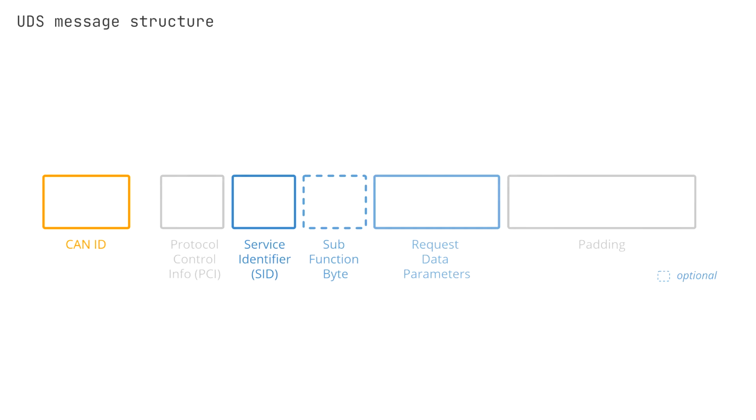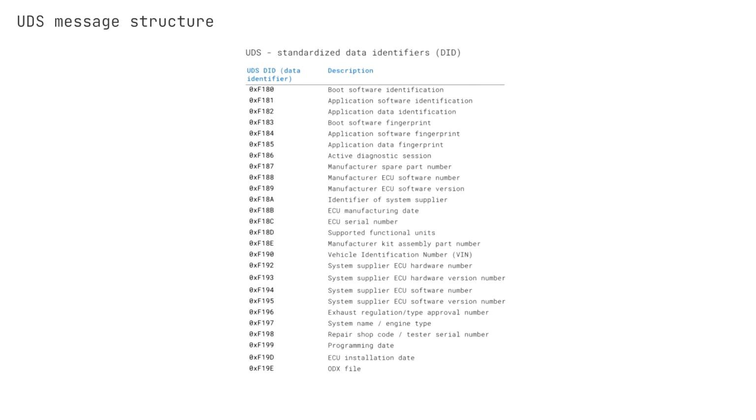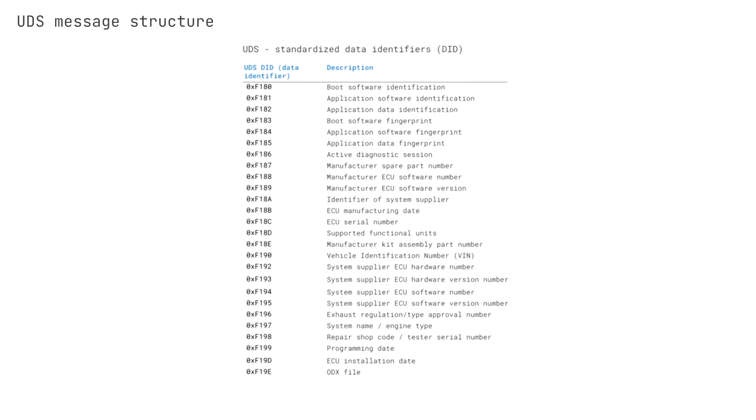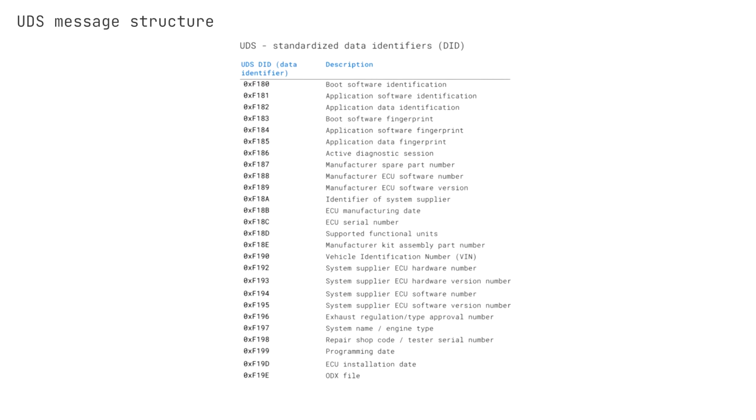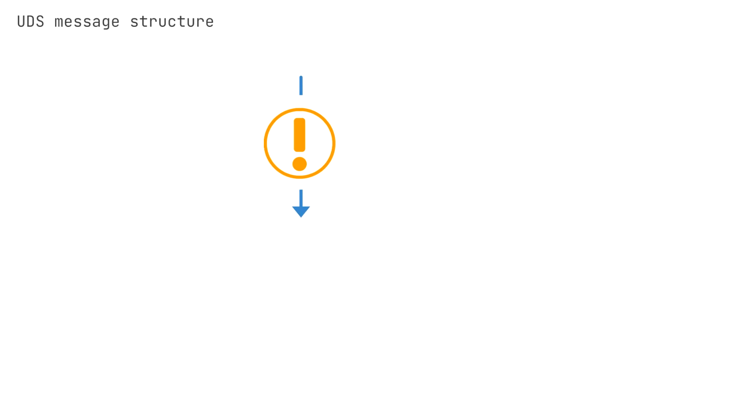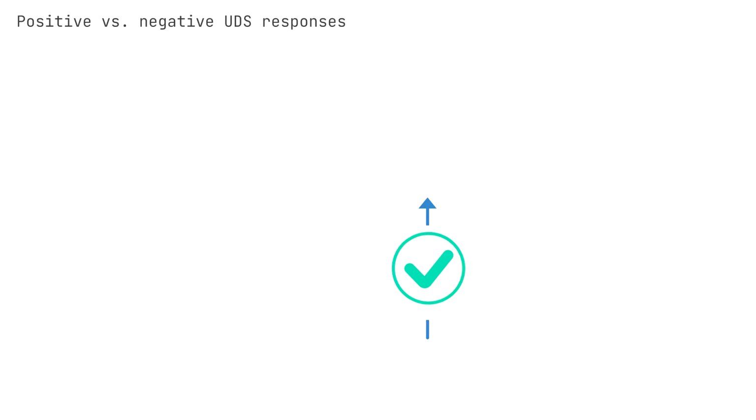In most UDS request services, various types of request data parameters are used to provide further configuration of a request beyond the SID and optional subfunction byte. See our article for 2 examples focused on services 19 and 22. We have now gone through the main aspects of the UDS request frame. Let's look briefly at the response.